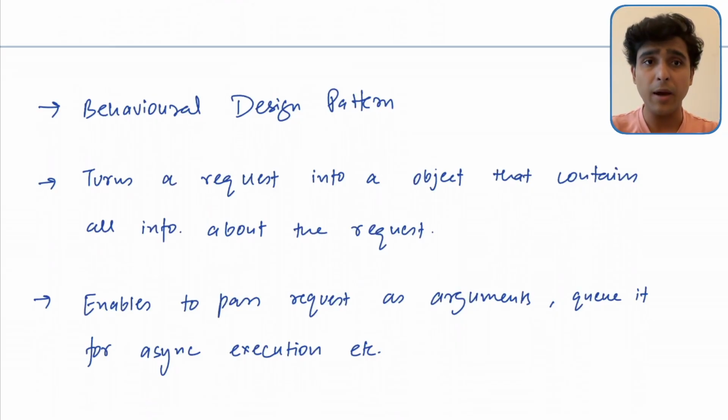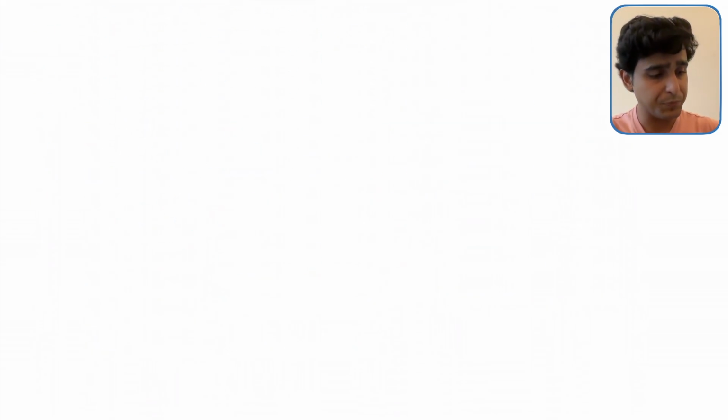By turning a request into an object, you can pass the request as an argument to any function. You can also store it in a queue for future execution, for async execution. So these are all the advantages when you convert a request into an object. Along with these advantages, we have to see why we really want to do it in the first place.